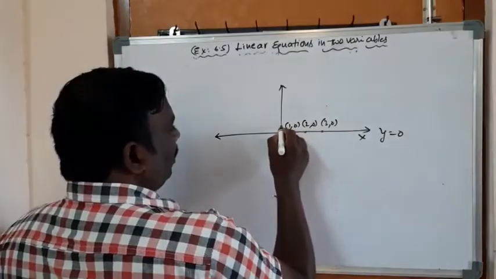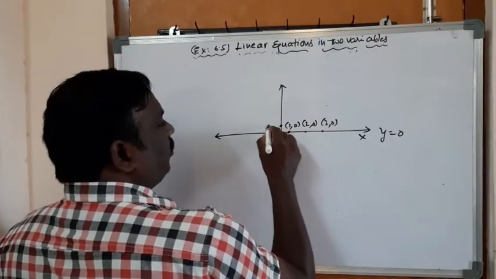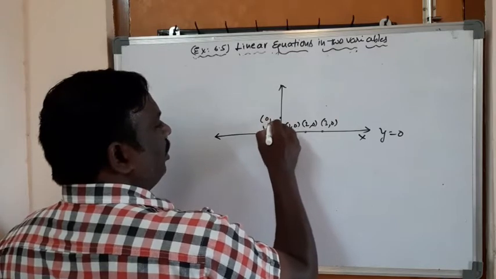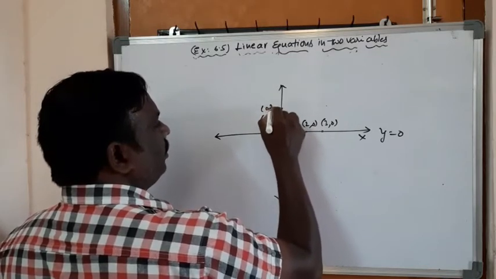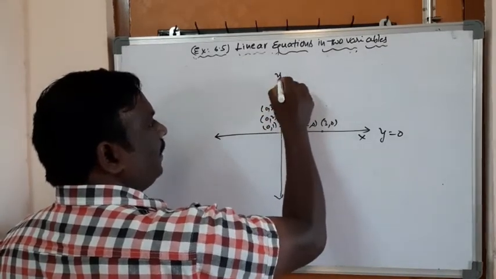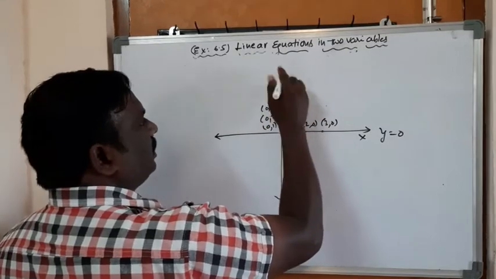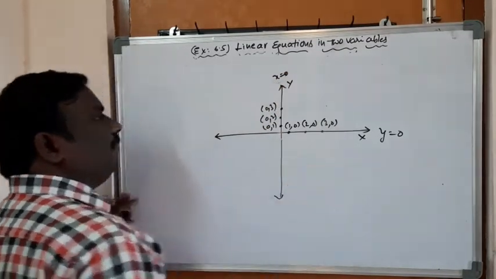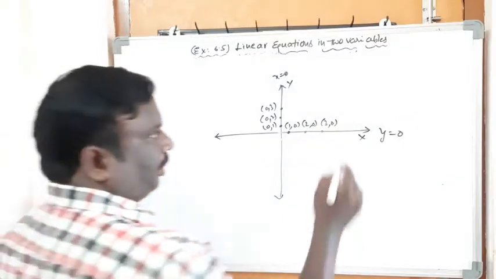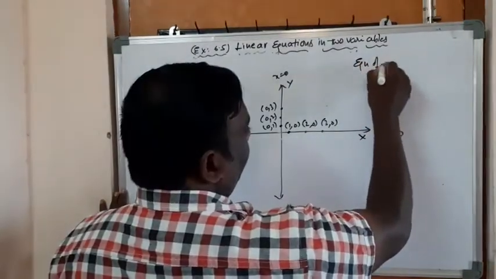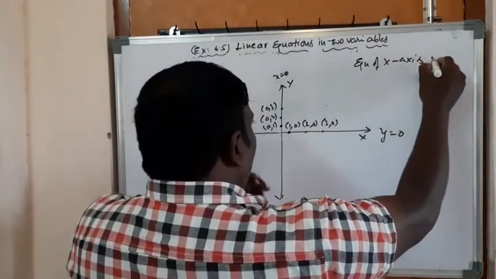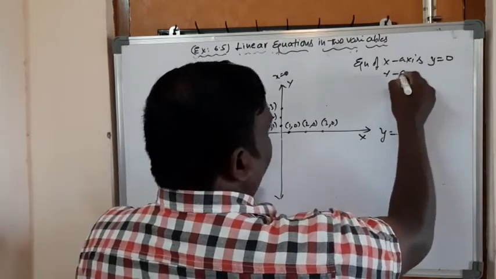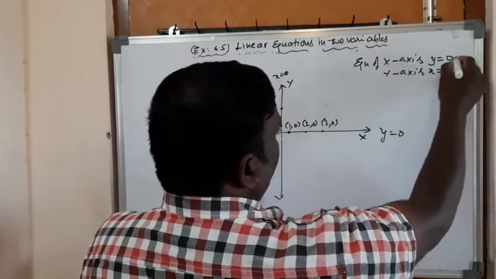What about y? On y-axis, the x coordinate is 0: (0, 1), (0, 2), (0, 3). That's why this is x equal to 0. Equation of y-axis, x equal to 0, very important point. Equation of x-axis, y equal to 0. Equation of y-axis, x equal to 0.